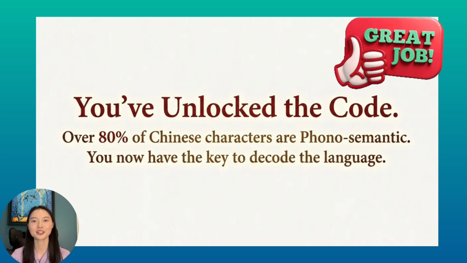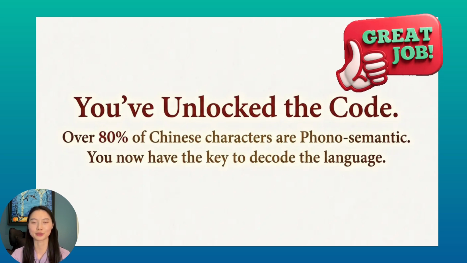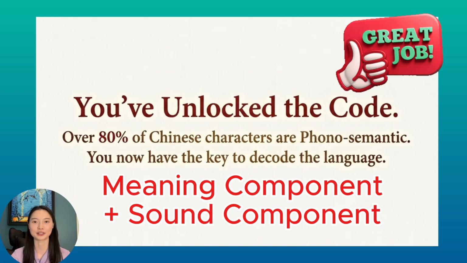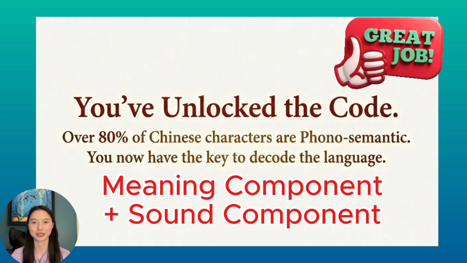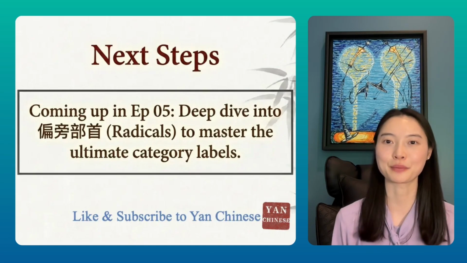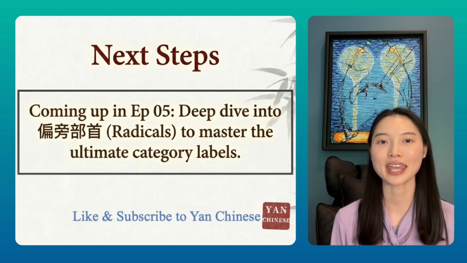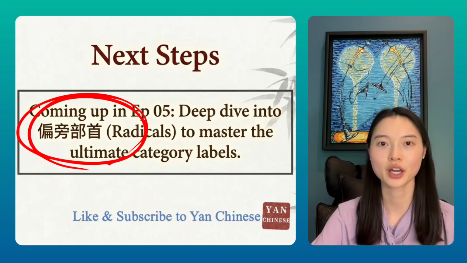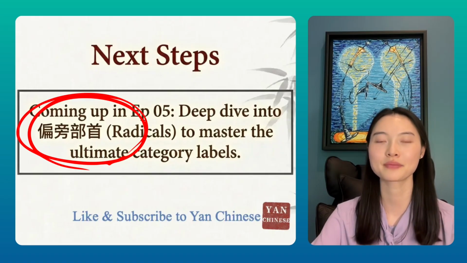From today on, a new character is not a random drawing to memorize. It's a puzzle with 2 pieces: a meaning component and a sound component, and you know how to read both. That's it for the most important episode in this series. In episode 5, we will go deeper into 偏旁部首 radicals. We will build your toolkit of the most important meaning components, so you can walk into any new character and immediately know what word it belongs to.